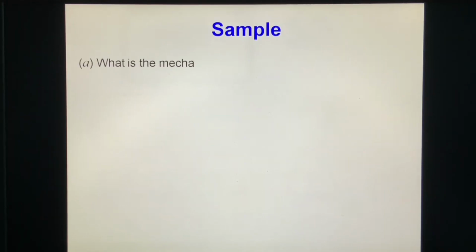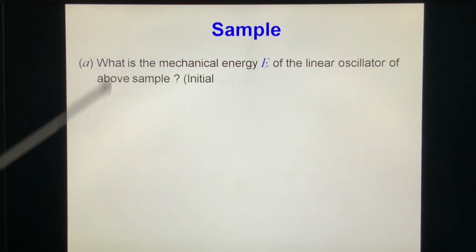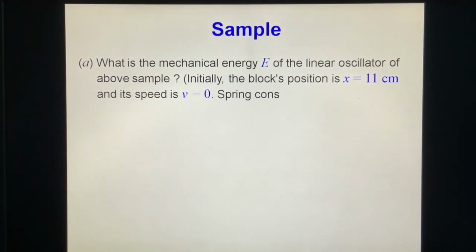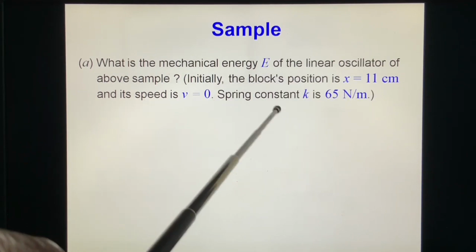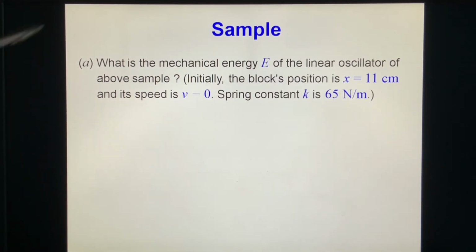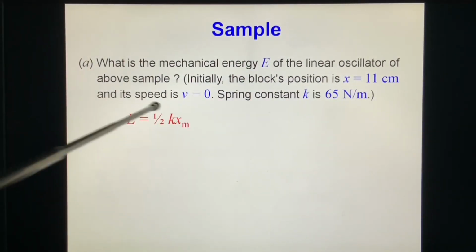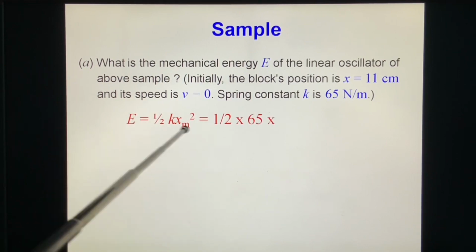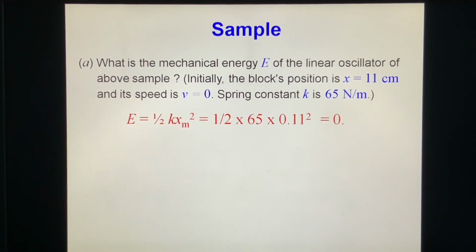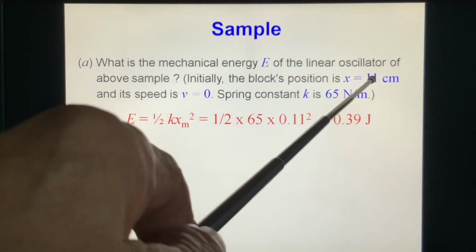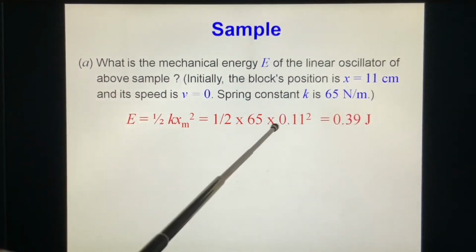Sample problem. What is the mechanical energy E of the linear oscillator of the sample above? Initially, the block's position is 11 centimeters, and the speed is v0, and the spring constant k is 55. The mechanical energy is very easy because you have k and x_m, so it equals the maximum position energy. Remember that you have to use the standard unit, meter. So 11 centimeters is 0.11 meter.